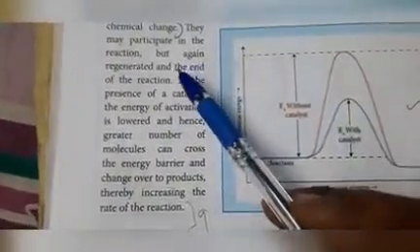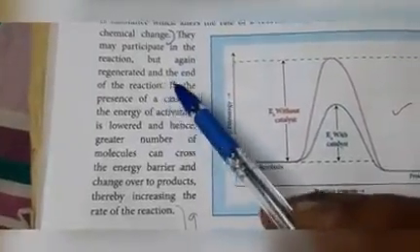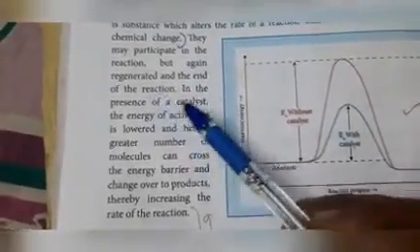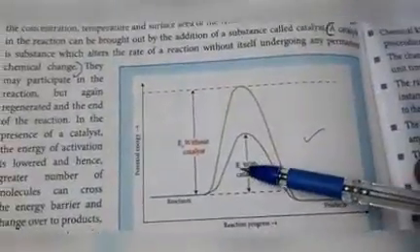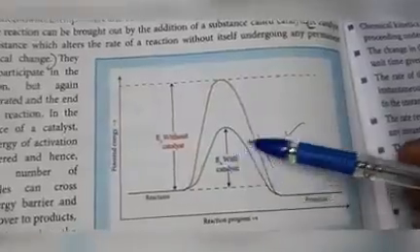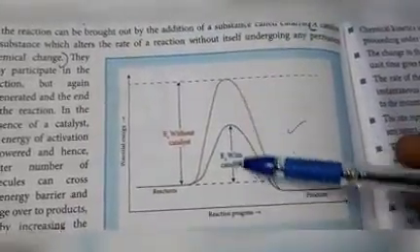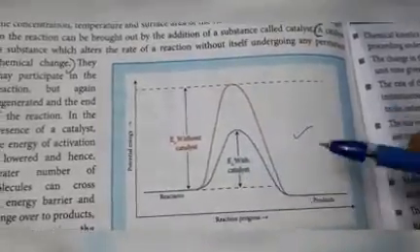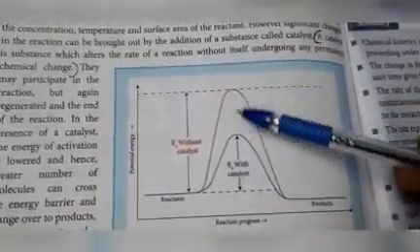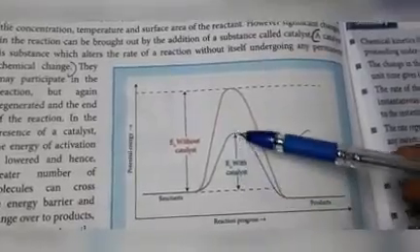Only in the presence of a catalyst is the rate of the reaction increased. They may participate in the reaction, but are regenerated at the end of the reaction. In the presence of a catalyst, the energy of activation is lowered. This is Ea, the activation energy. Without a catalyst, the energy of activation is greater than with the catalyst.